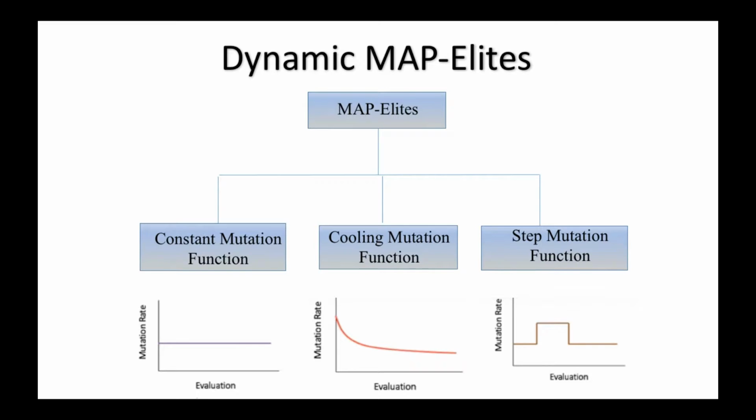The next is MapElites with a cooling mutation function. In this version, the mutation rate will be a function of the number of iterations. The algorithm will start with a high value of mutation rate and exponentially reduce to a lower value.